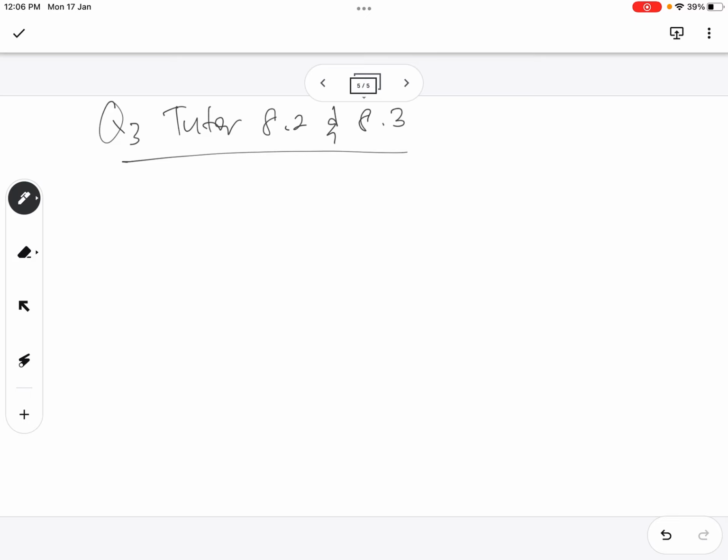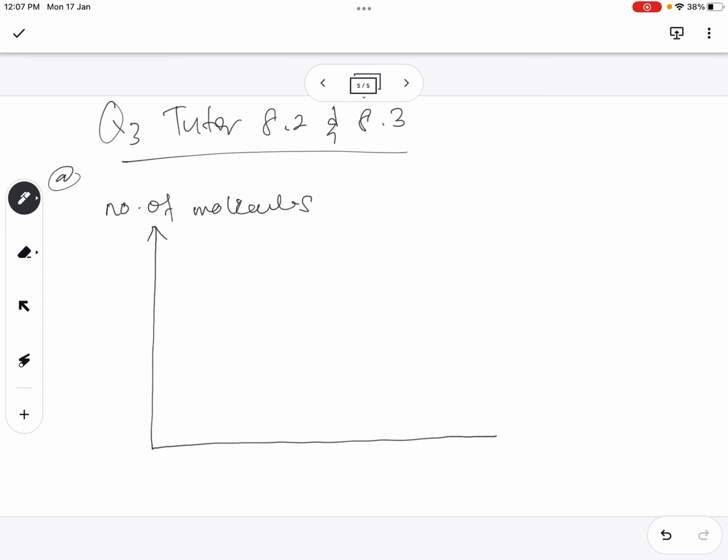Okay, now we want to sketch the Maxwell-Boltzmann distribution curve. I hope everyone can draw together with me. Y-axis, and then we have the x-axis. The y-axis is number of molecules. This is question A. And this is the reaction pathway.